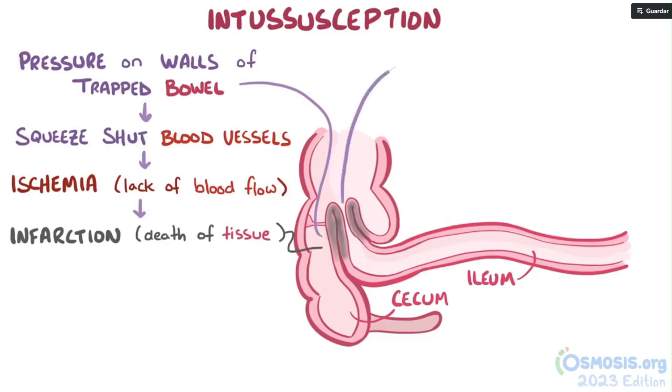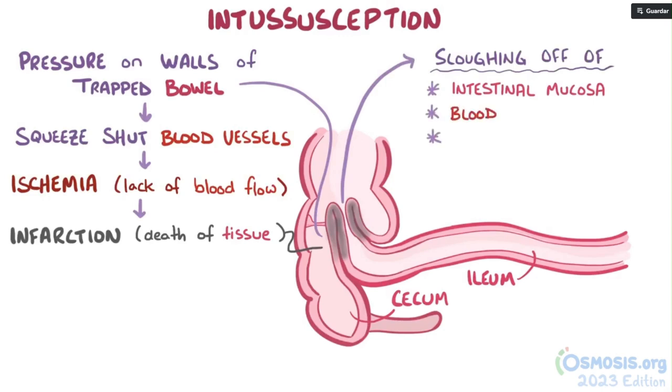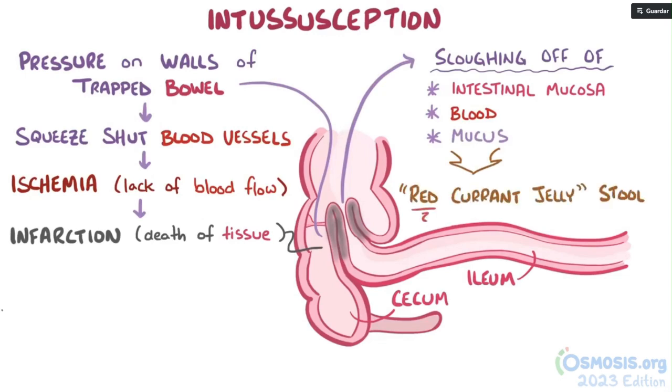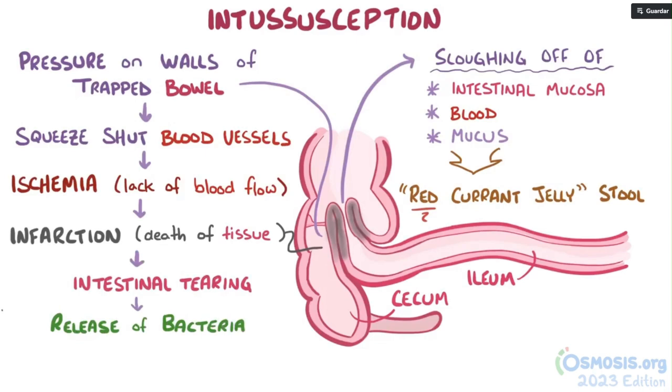Ischemic and infarcted tissue results in the sloughing off of intestinal mucosal tissue, blood, and mucus into the gut. This can result in red, currant jelly stool, which is a food-inspired visual for the berry jelly consistency of the stool. Fever isn't usually a symptom of intussusception, but in serious cases, like with infarction, the intestines can tear and release bacteria into the body cavity, causing sepsis and fever.